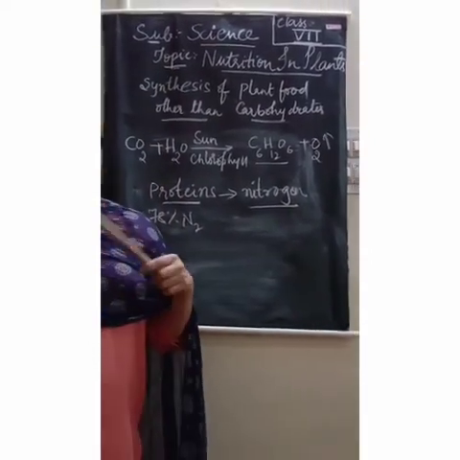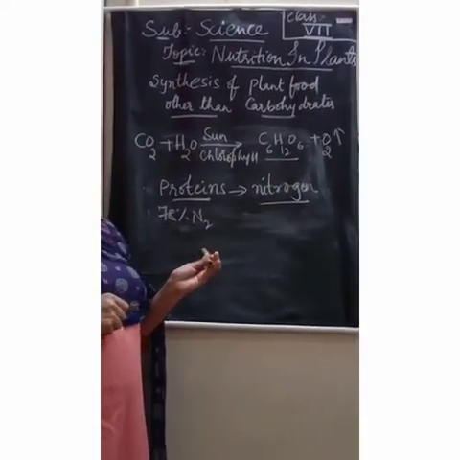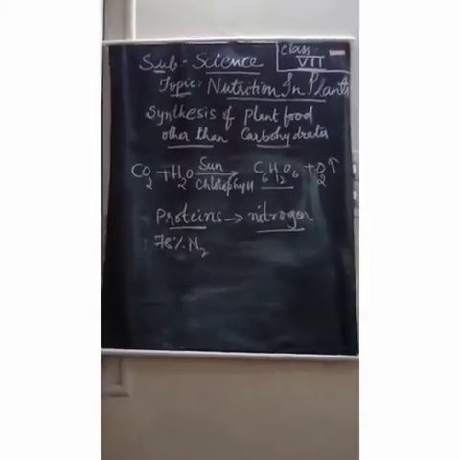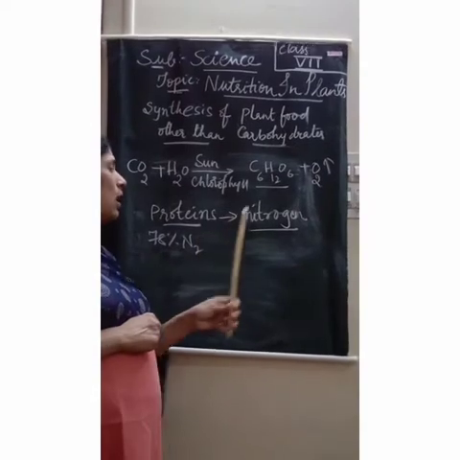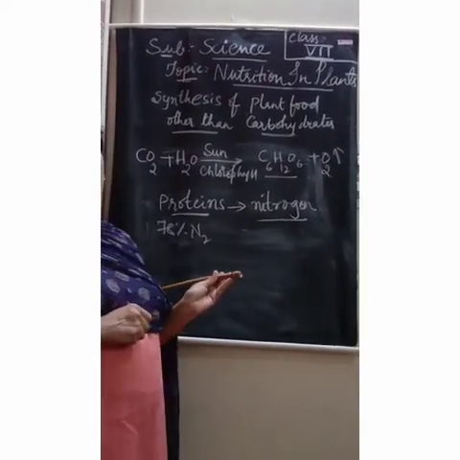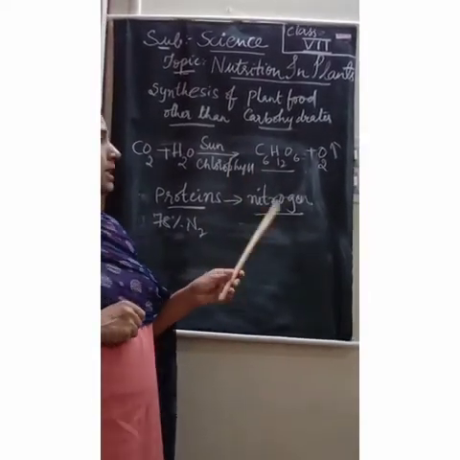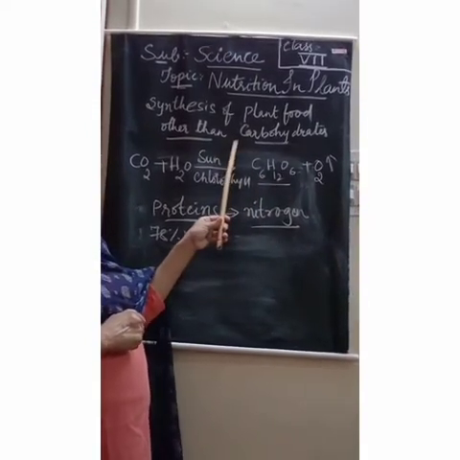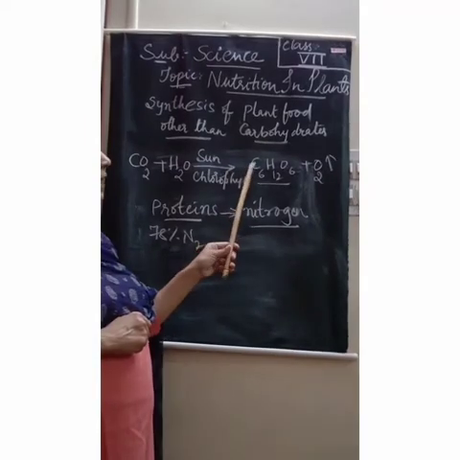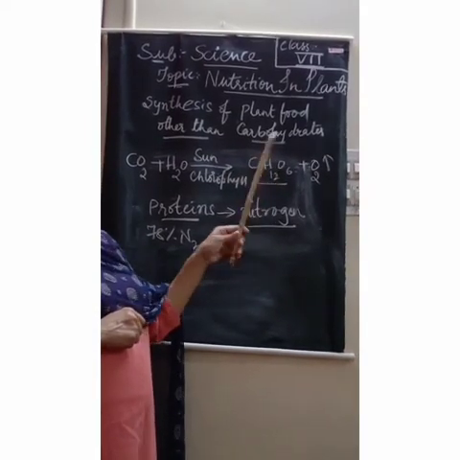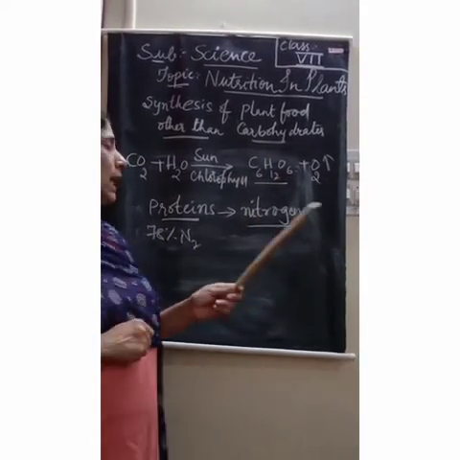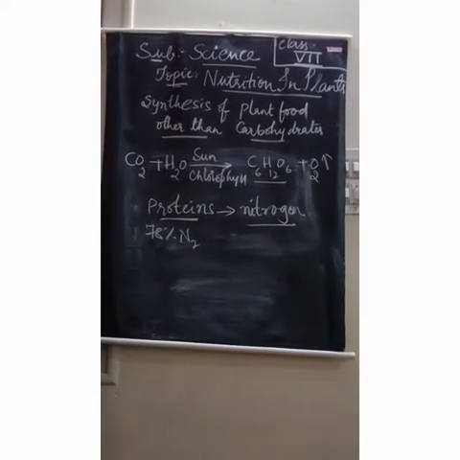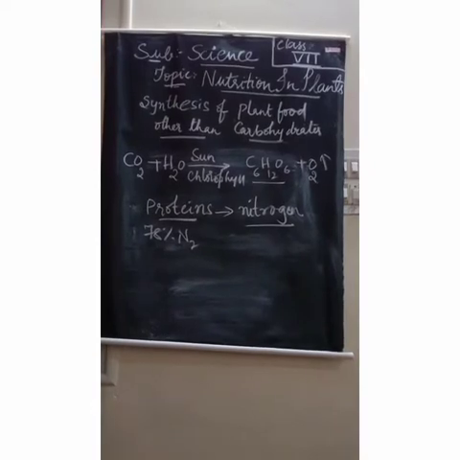Then how do plants get proteins? Where do plants obtain nitrogen? Proteins are nitrogenous compounds, children. Carbohydrates are made of carbon, hydrogen, and oxygen. In addition to that, nitrogen is present in proteins. Okay, then my question is, where do plants obtain nitrogen?